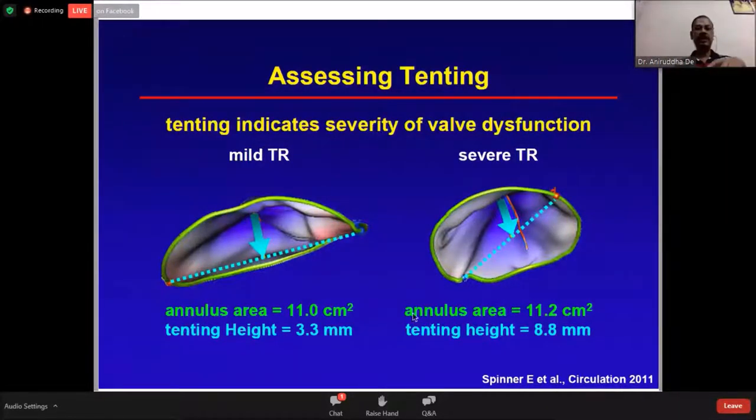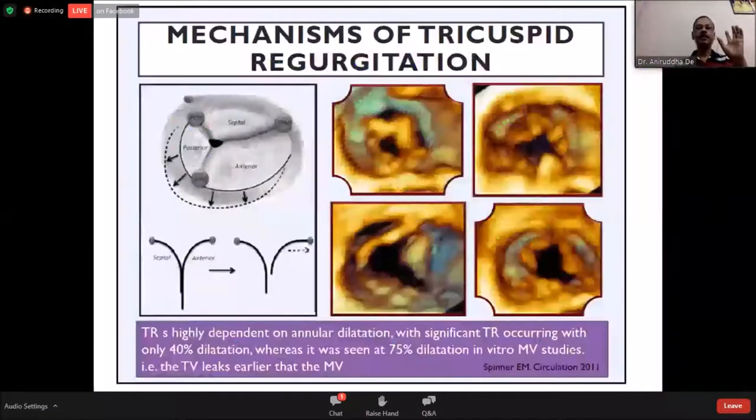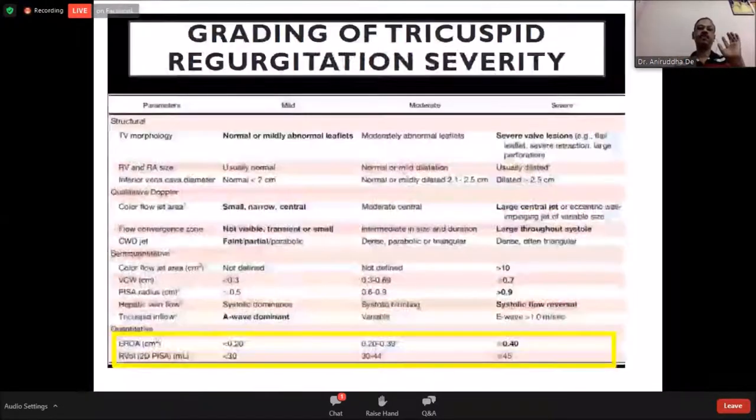If you see a tenting height of 3.3 millimeter, it gives rise to mild TR. Here you see a tenting height of 8.8, though the annulus area is the same. So the mechanism of tricuspid TR is highly dependent on annular dilatation, with significant TR occurring in only 40% of dilatation, whereas it is 75% dilatation in the case of mitral valve studies. That is, the TV leaks earlier than the mitral valve.